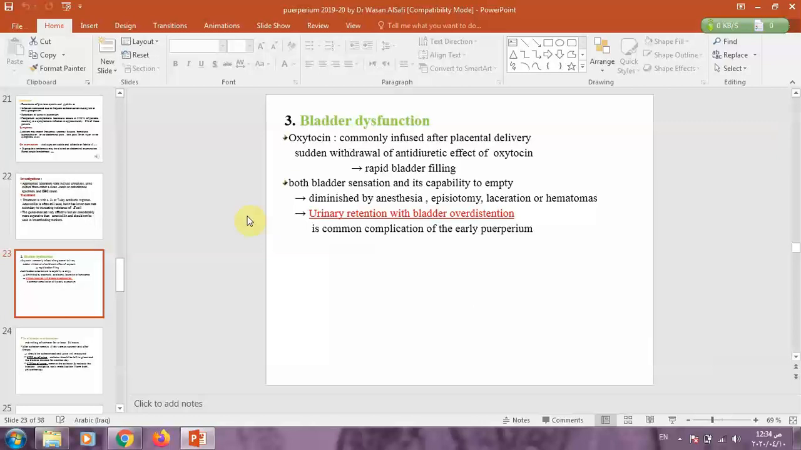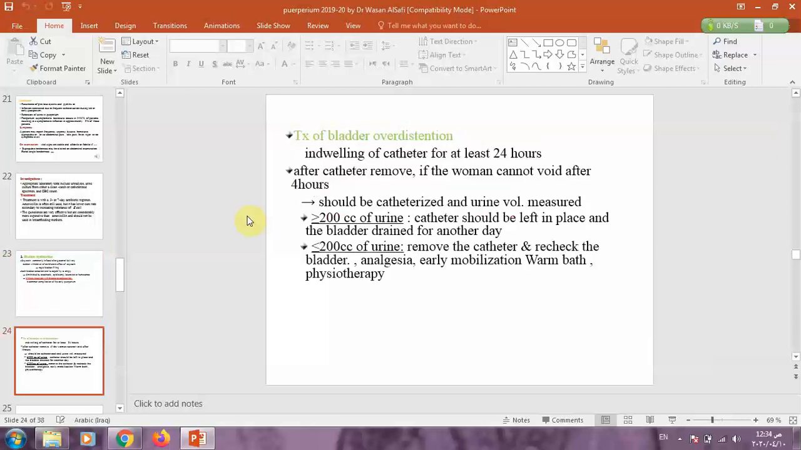So the woman will lose or have decreased sensation of the fullness of the bladder, so she may experience urinary retention with bladder overdistension, and it is a common complication in the early puerperium.